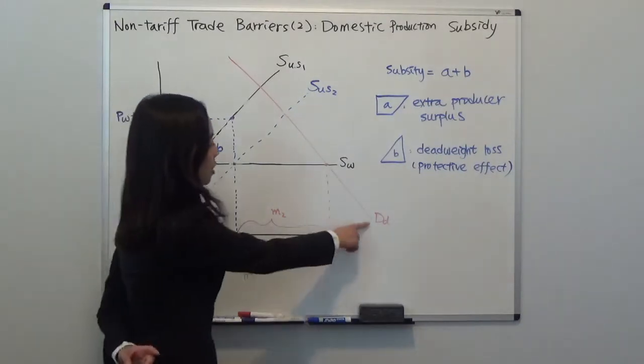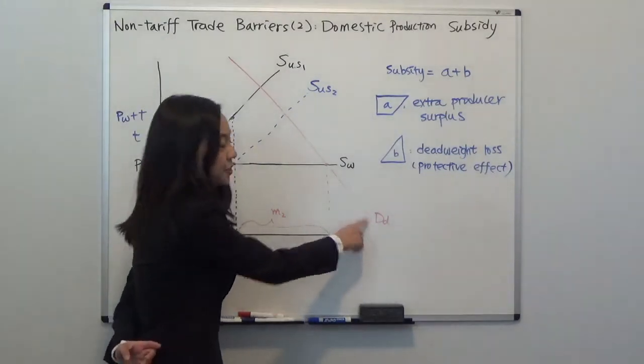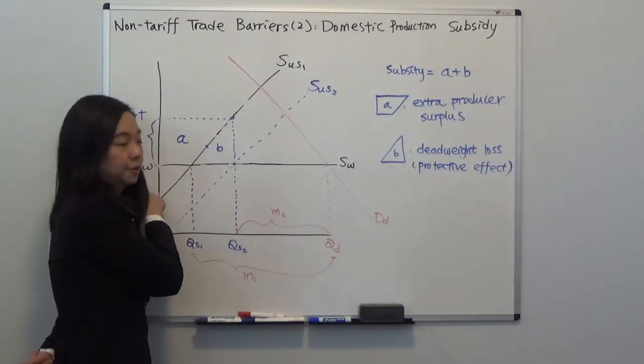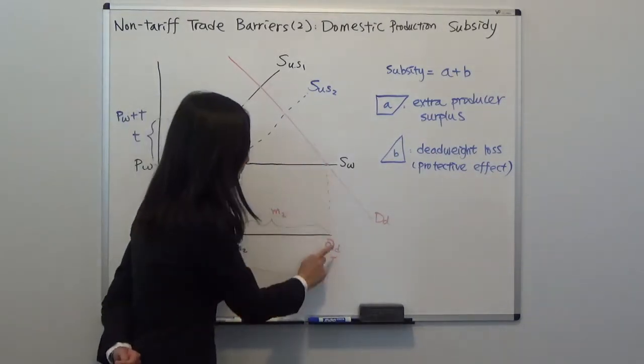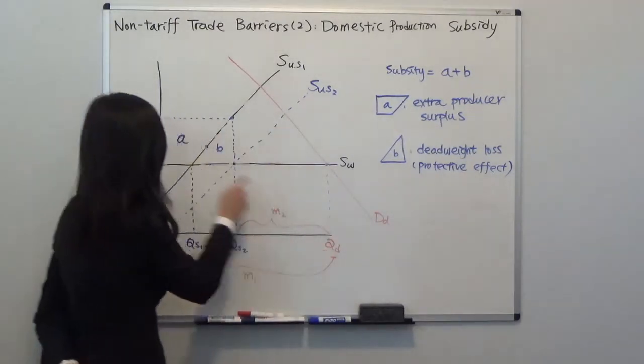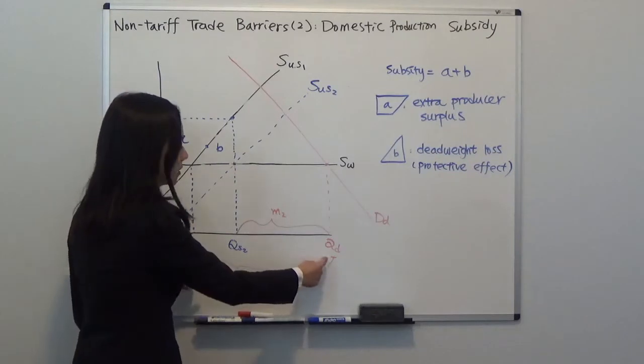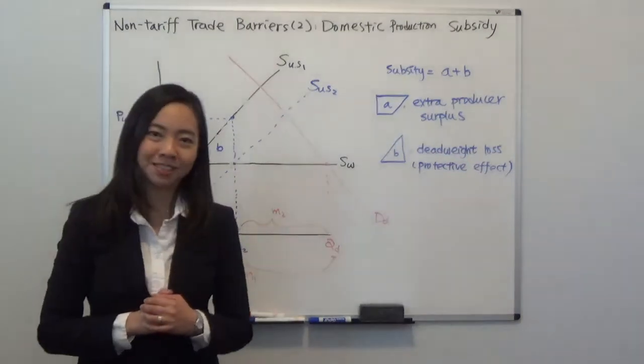So we can see that's our domestic demand. And without the subsidy, the world price is PW. So you can see that will be the quantity demanded and that will be the quantity supplied without subsidy. The difference will be your import without subsidy.